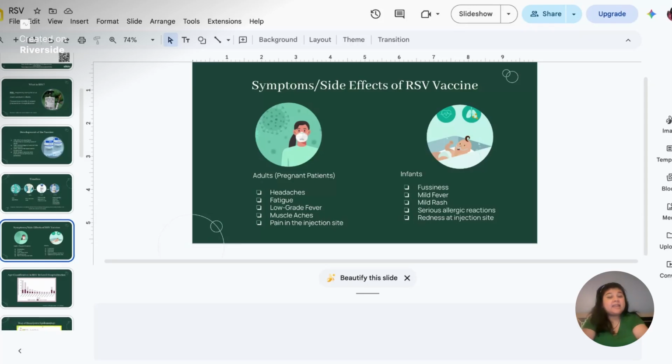Some potential side effects and symptoms of the RSV vaccine. For adults, like mothers who are pregnant, they had headaches, fatigue, low-grade fever, muscle aches, and pain at the injection site, which is usually in the shoulder. For infants, they were usually fussy, having a mild fever, a mild rash, and some serious allergic reactions, such as their tongues having a bluish tint, and some redness at the injection site.